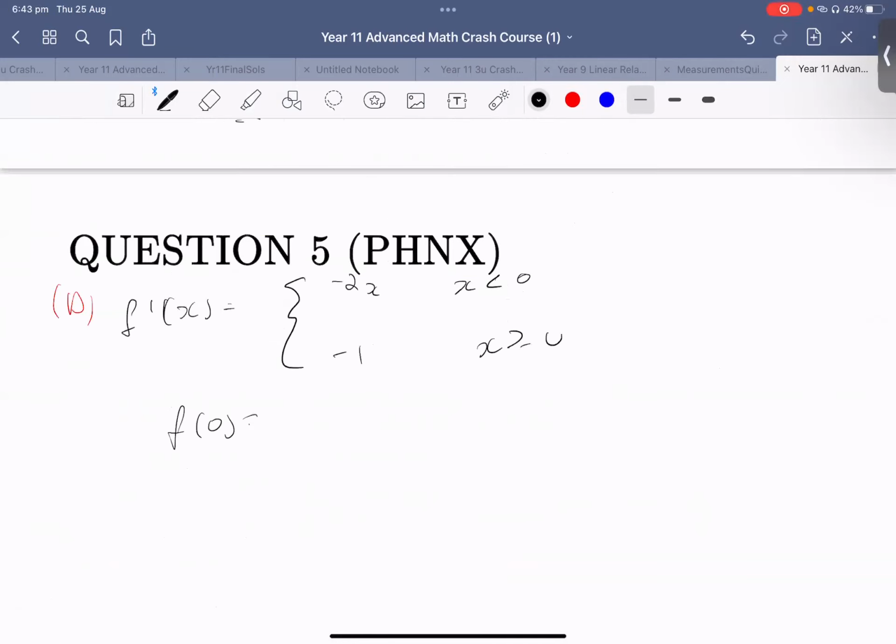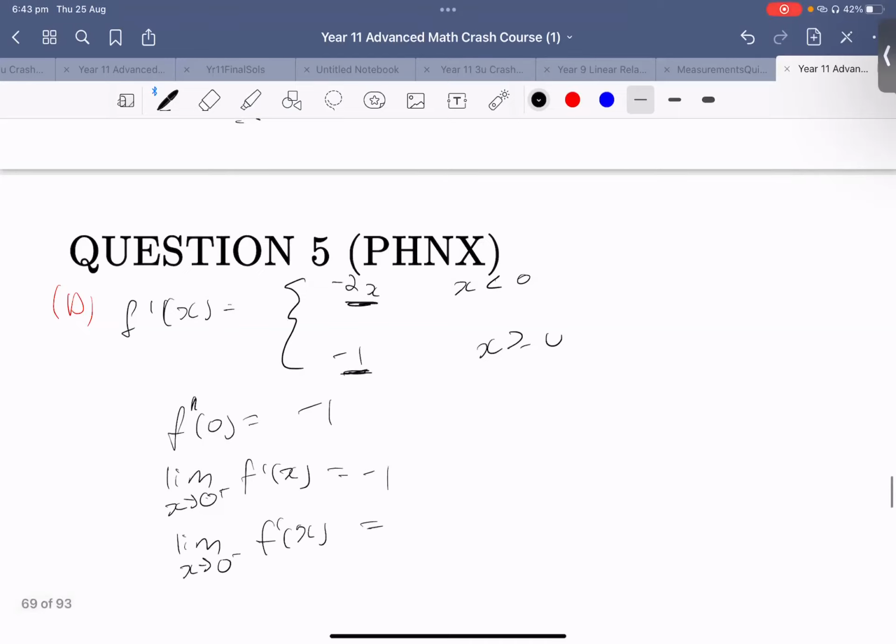So what's f of 0? f dash 0 is going to be minus 1, this constant function here. What's the limit as x tends to 0 plus of f dash x? That's equal to minus 1, because that's what it approaches as it just goes to minus 1. What's the limit as x tends to 0 minus of f dash x? That's going to be whatever this approaches. So 2 times 0, which is 0.